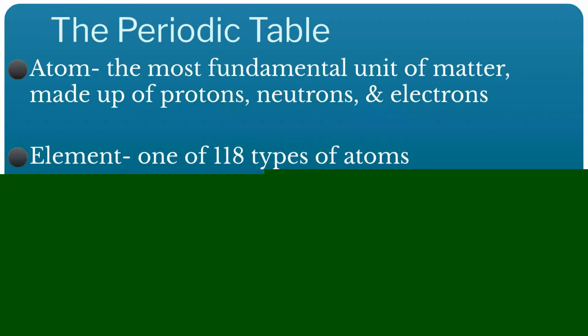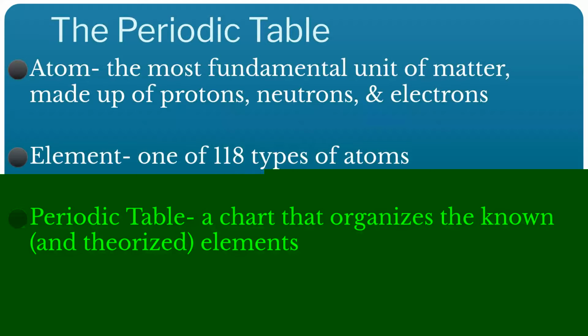And those naturally occurring elements combine with themselves, combine with other elements to form all of the matter that we see and observe. The periodic table is simply a chart that organizes the known and theorized elements. And I do want to emphasize that we usually call it the periodic table, but the proper term for it is the periodic table of the elements. Periodic table simply means repeating pattern table.